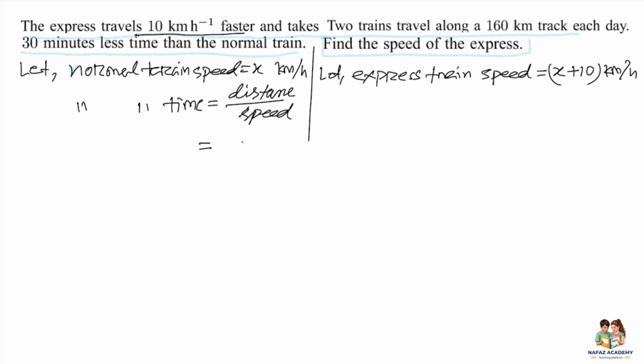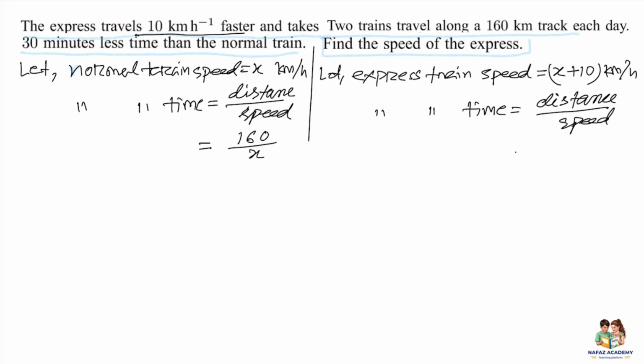And what is the distance? For both trains the distance is 160 km. It is 160. What is the speed? It is x for the normal train, and for the express train the speed is x plus 10. So time equals distance over speed.